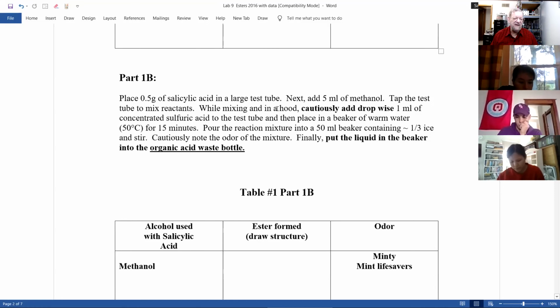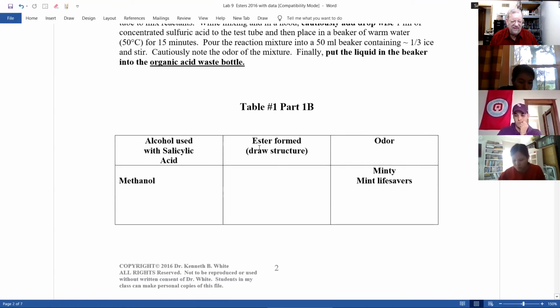Now, in part B, you'll use salicylic acid, same thing in a test tube. You'll add some methanol, add the acid, and heat it. And you heat it a little longer, and then you'll put it in the beaker with the ice, and you'll smell it. And it will smell like mint or minty Life Savers. And that's the ester they use.